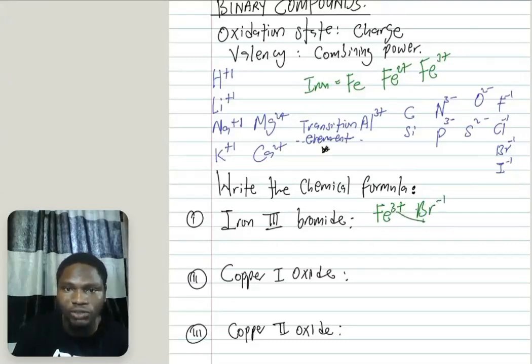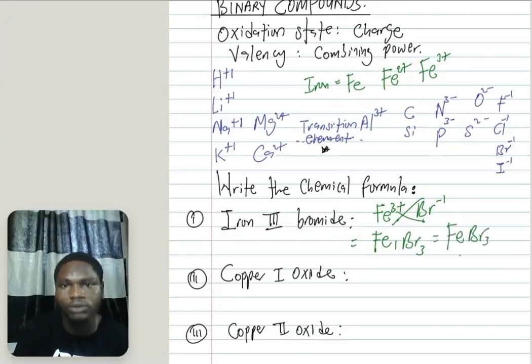All together, here we exchange valencies. Fe, this 1 here will come here, Fe1. Then I have Br, this 3 here will come here, Br3. That's FeBr3, and that is iron 3 bromide. Simple. Next one, copper 1 oxide.